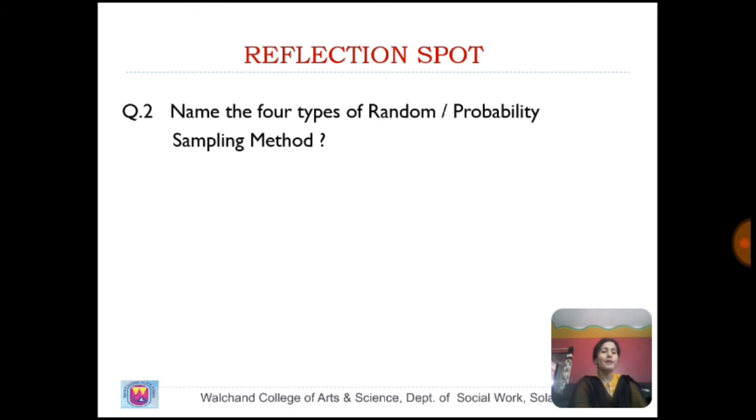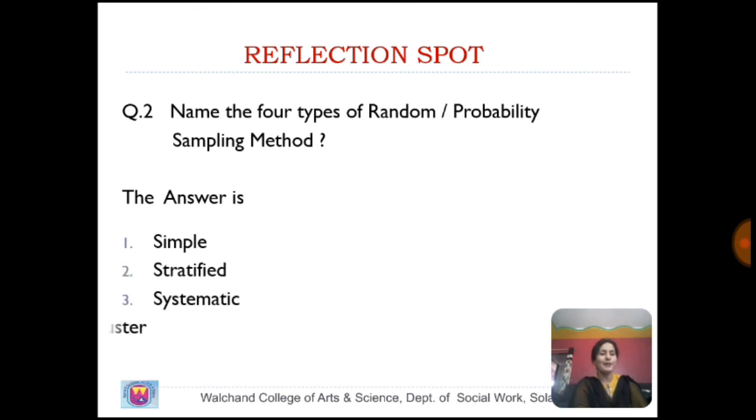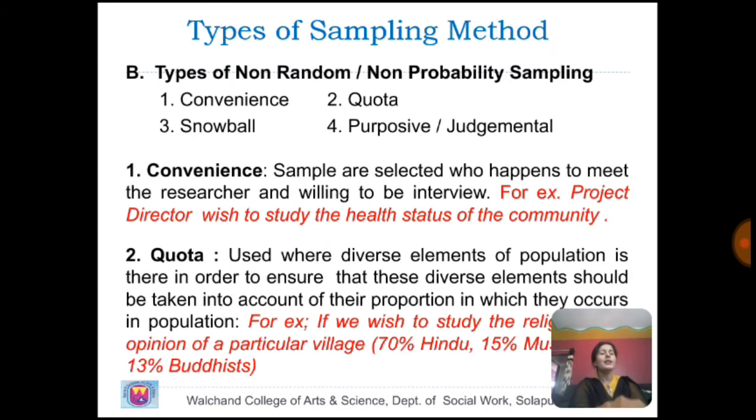Now let us find out whether what you have thought is the right answer or not. The answer is simple: first stratified, third systematic, and the fourth one is cluster. Okay, let's move on to the next slide.